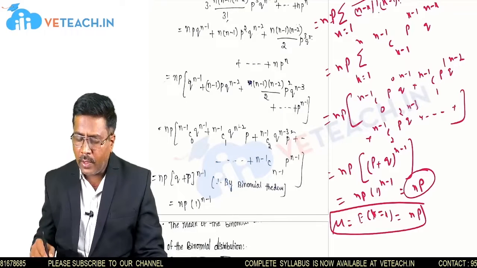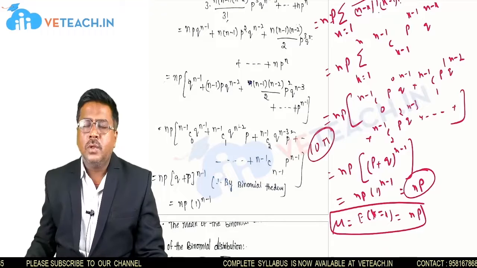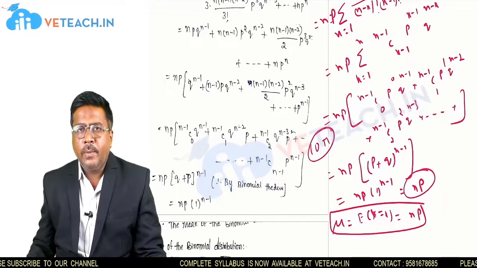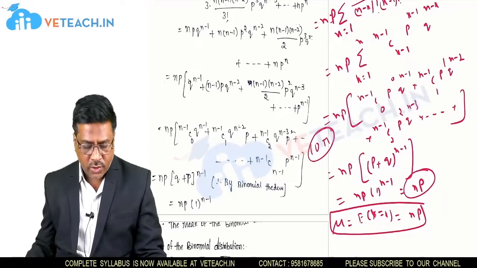So I think this is very, very important for the 10 marks question. From the examination point of view, they are going to ask: find the mean and variance of a binomial distribution. Like that the question is asked.